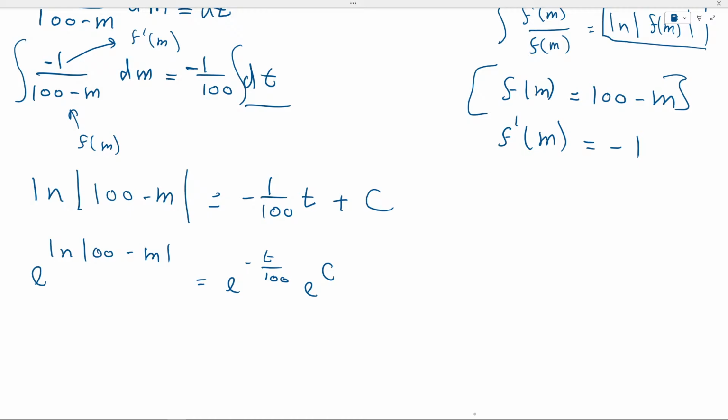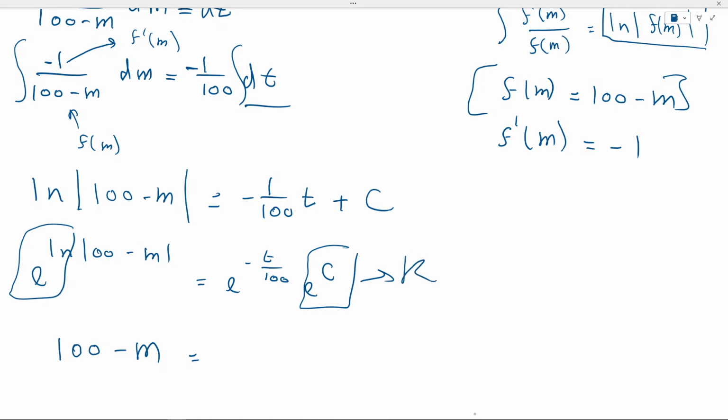Okay, so now the ln is cancelled, so I will get 100 minus m is equal to, and this e to the power c is just a constant, so it really doesn't matter. This constant could be anything, so I will just call it k. I will call this k e to the power negative t over 100.